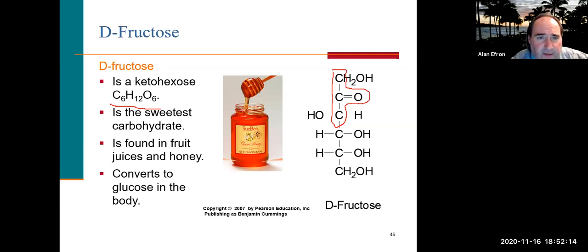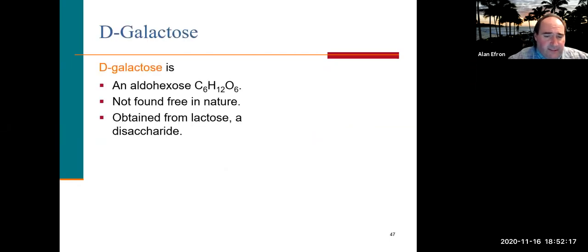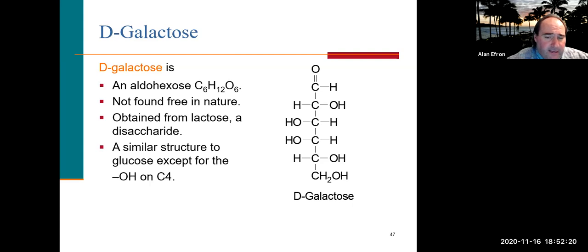And our other one that we talked about knowing is galactose. Also, again, with the same molecular formula. Also an aldose because of our aldehyde group that is right here up on top. Not found in free nature. It is obtained from lactose. So it's part of what makes up lactose. Very similar in structure to glucose, except on carbon number 4, which would be right here. That's carbon 1, carbon 2, carbon 3, carbon 4, which would be this carbon. The OH group is on a different side. So again, those three guys, you do need to be able to recognize the structure of those guys and the names that go with it.